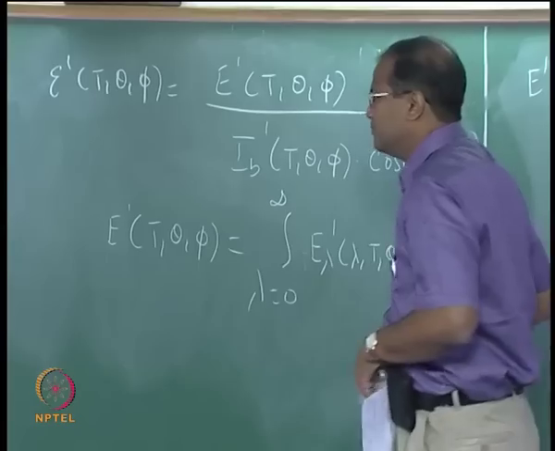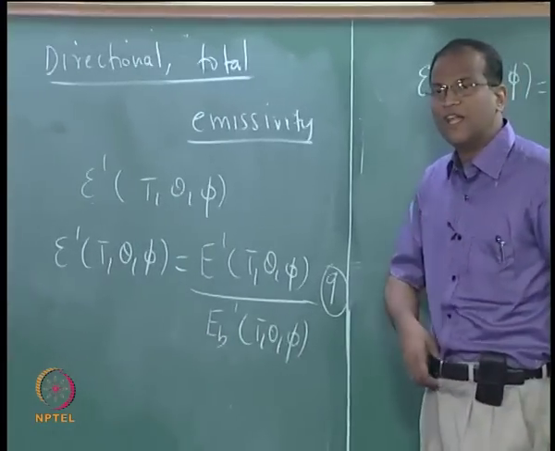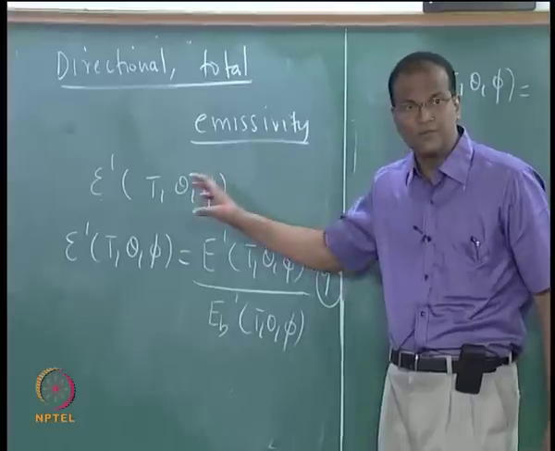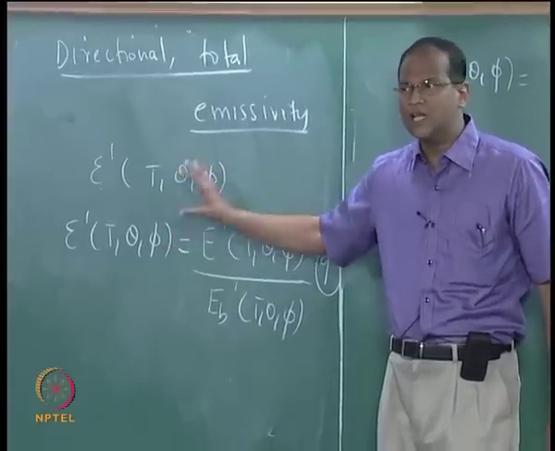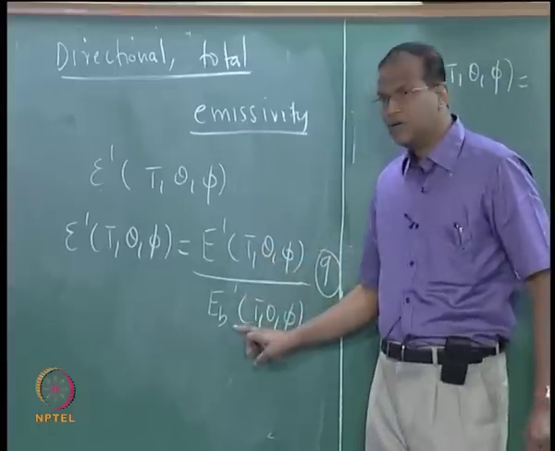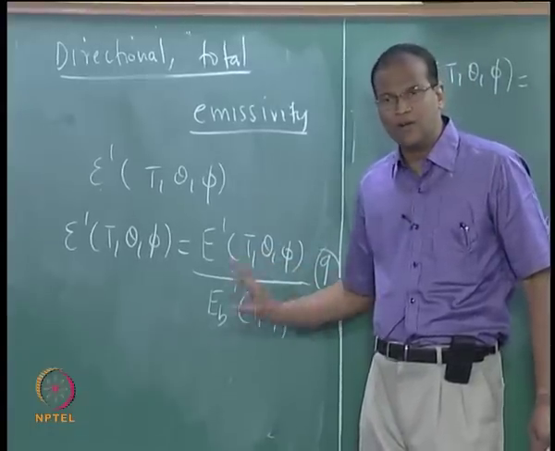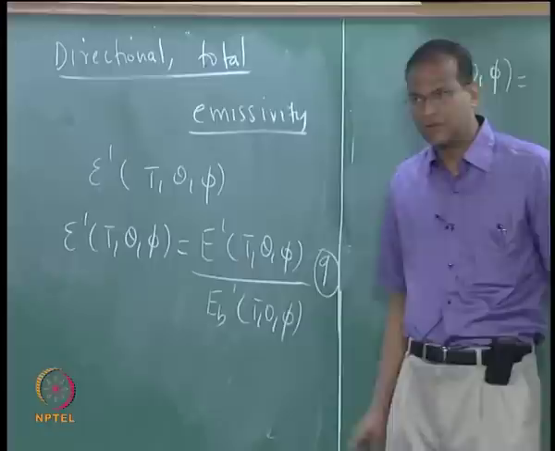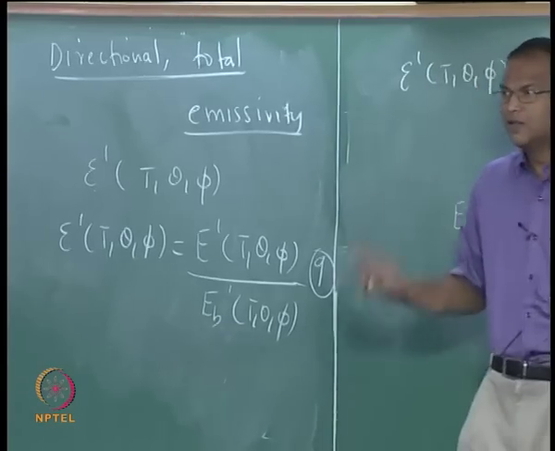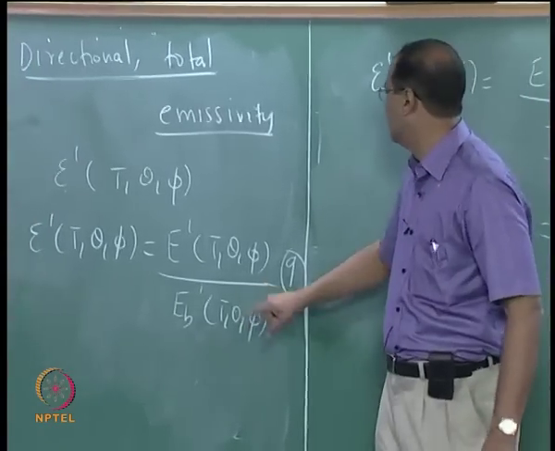What am I trying to do? The approach I am following consistently is like this. Please watch carefully. I formally introduce a definition of a particular emissivity. Denominator is black body, I do not work with the denominator, denominator is fixed. I keep on manipulating the numerator.